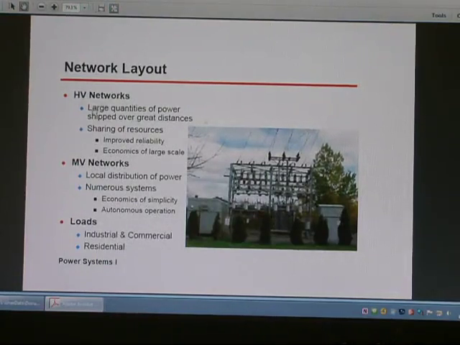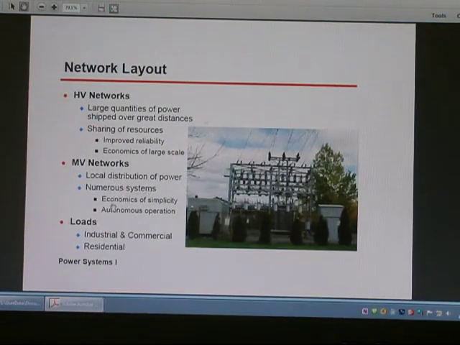High voltage networks carry large quantities of power shipped over a great distance. We share the resources and improve the reliability and economy at large scale. The high voltage network ships high power over a very great distance, and the medium voltage network is the local distribution of power.